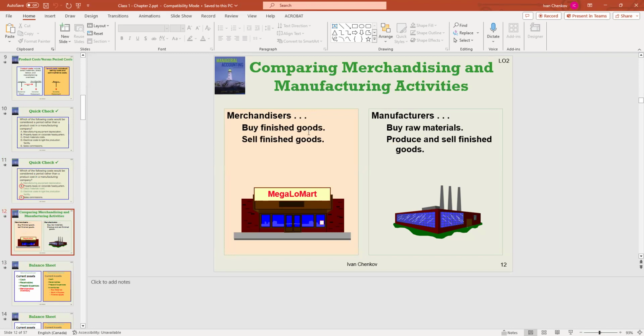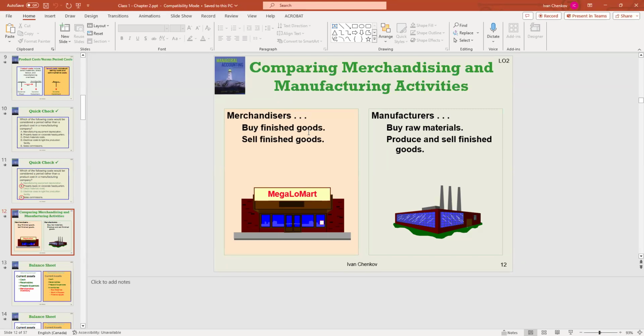Now, how many types of businesses do we have in North America? We have three types of businesses. The first one is the one dealing with service and service only. The second one is the merchandiser. And the next one is the manufacturer. Service companies barely have any inventory. So for that reason, we're not going to talk too much about service companies.